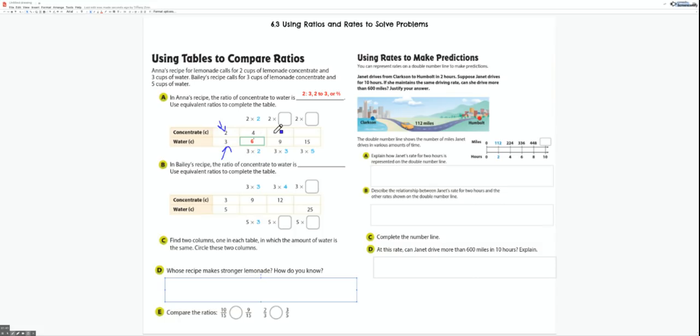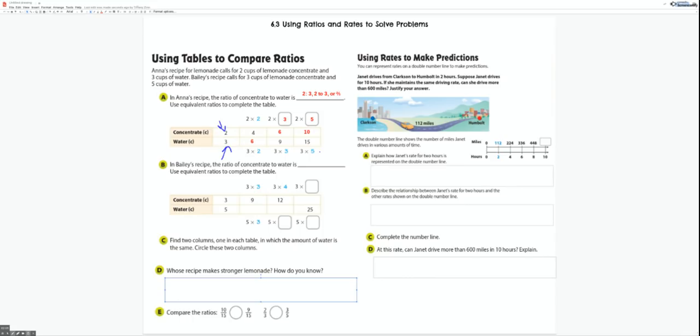And notice, like I literally said, they're taking the 2 and the 3 and multiplying it each time. So over here, if they're multiplying 3 times 3 on the bottom to get 9, then we'd have to do 2 times 3, which would be 6. Then they took 3 and multiplied it by 5 right here to get 15. So we got to do 2 times 5, which would give us 10. So ratio tables aren't that scary.